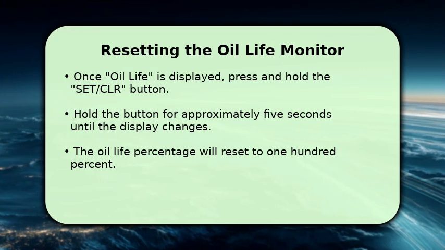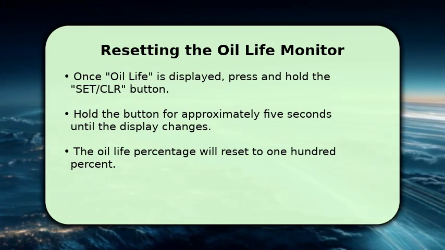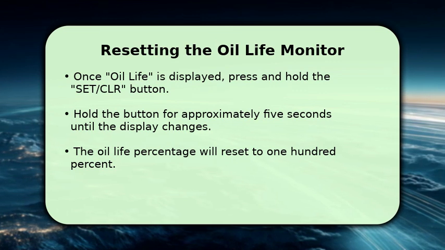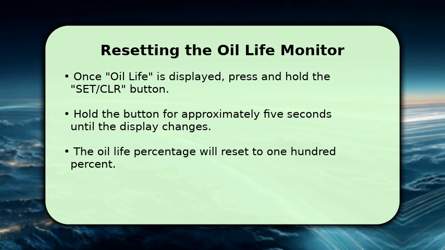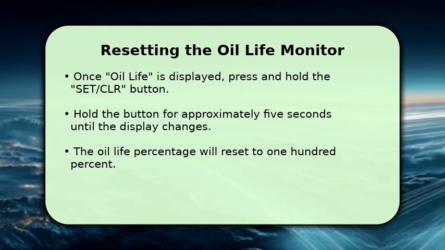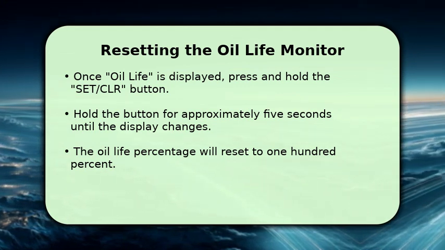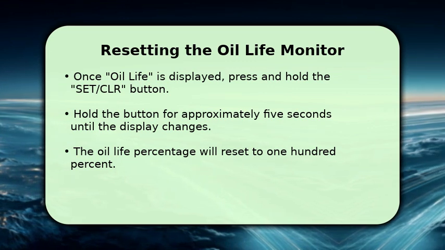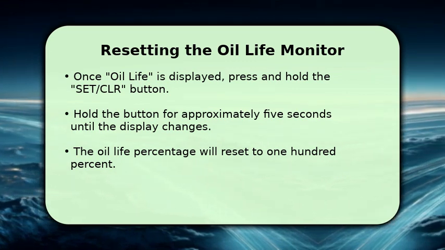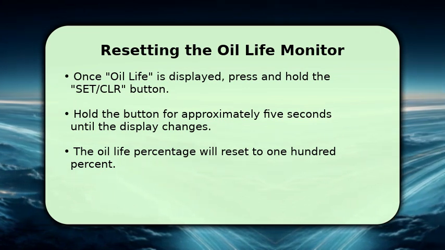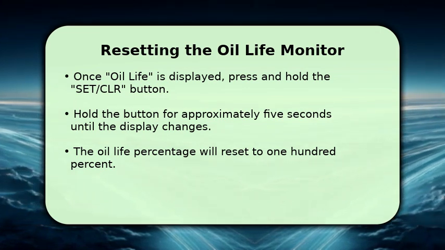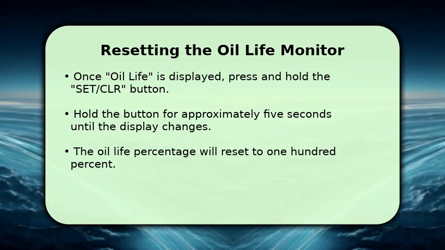Once you see the oil life percentage on your display, locate the SET/CLR button. This button is typically found near the information button or on the turn signal stalk. Press and hold the SET/CLR button for about 5 seconds. You will notice the oil life percentage begin to flash, and then it will reset to 100%. This confirms that the oil life monitor has been successfully reset.